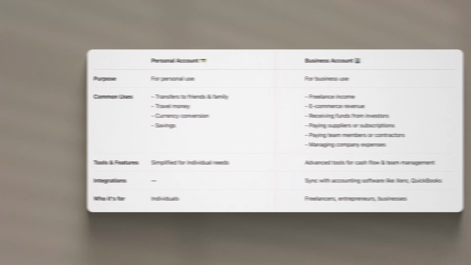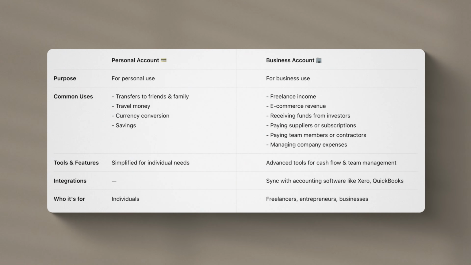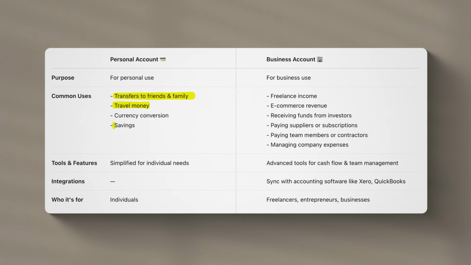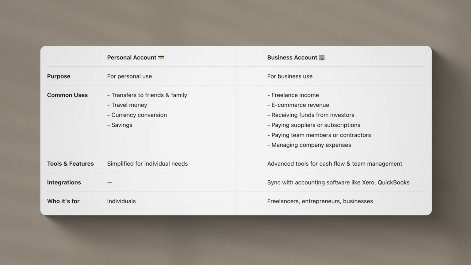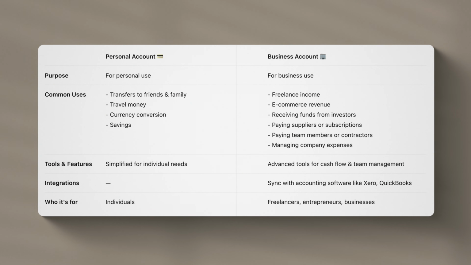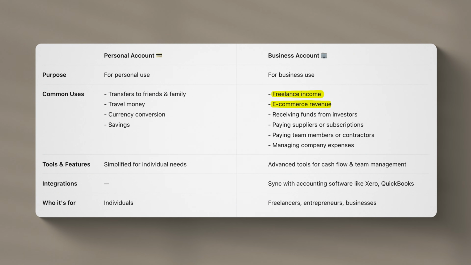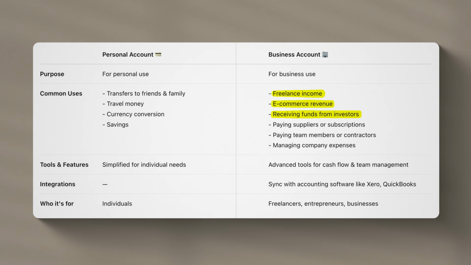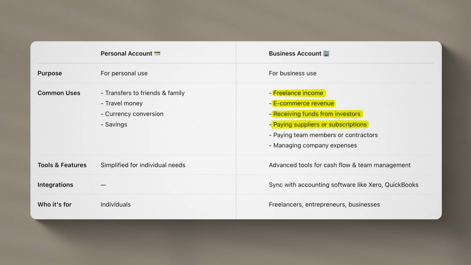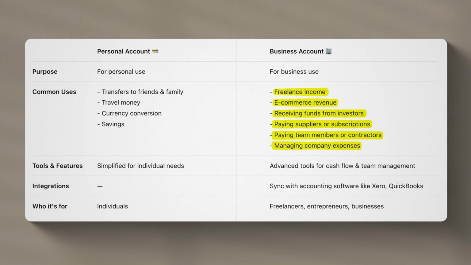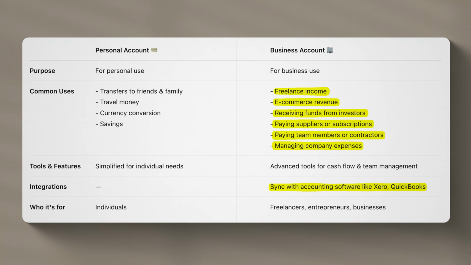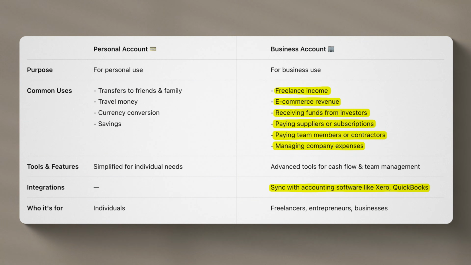Here's a quick guide. Personal accounts are for personal use, such as for transfers, travel, savings, or currency conversions for your own needs. Business accounts are for business use, such as if you're earning income from freelance work, running an e-commerce store, receiving money from investors, paying suppliers or subscriptions, paying contractors or team members, or managing your company expenses. You can also sync your account with major accounting software to make managing your cash flow a breeze.